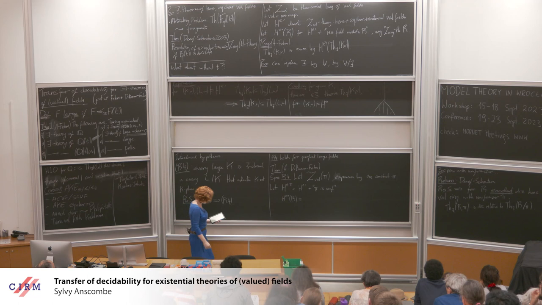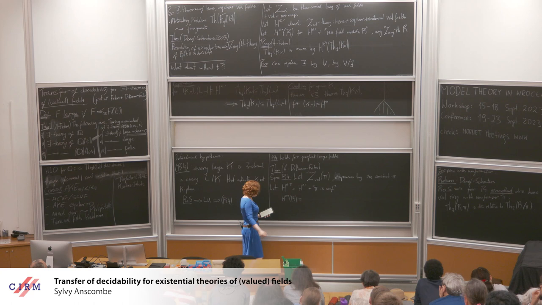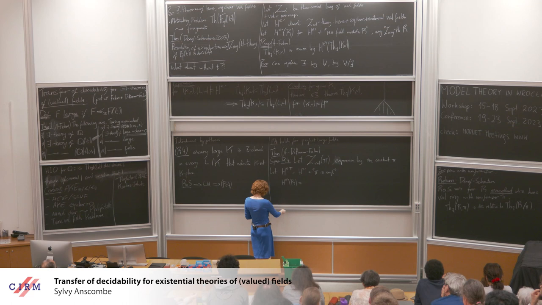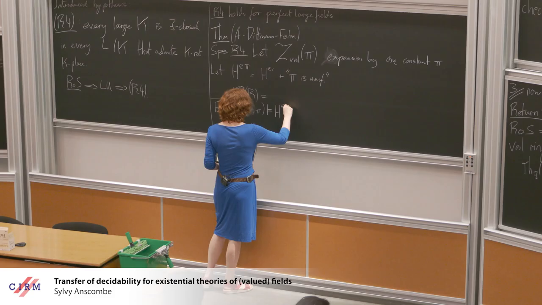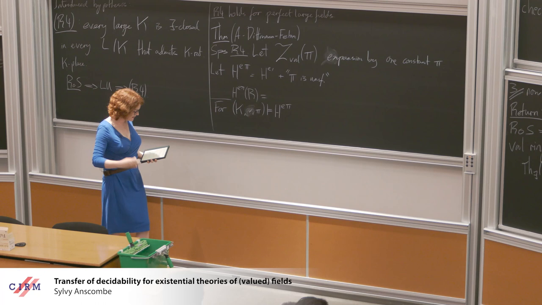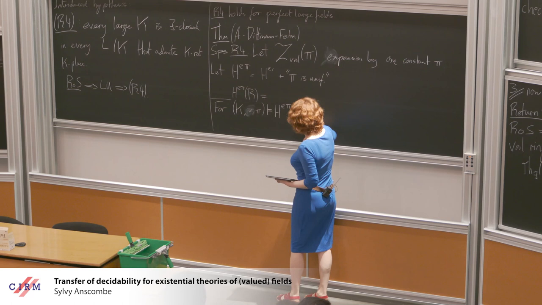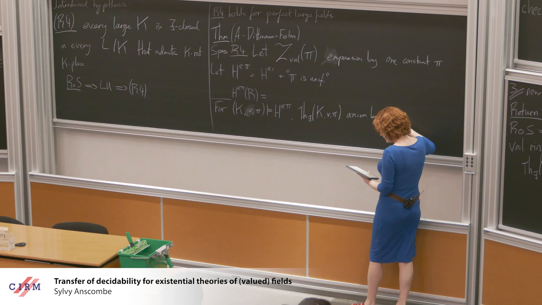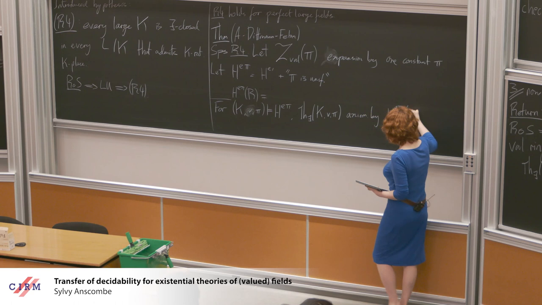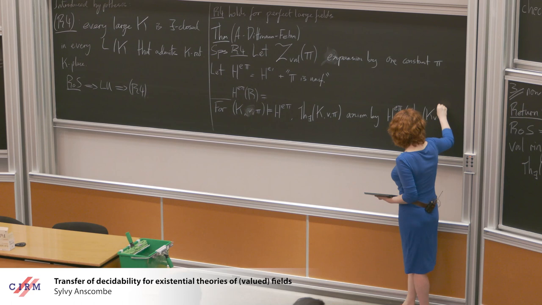I see I wrote the word theorem too soon, didn't I? All right, well, what's the statement? The statement is, we take some Henselian equicharacteristic valued field with a uniformizer. Its existential theory is axiomatized by the existential theory of the residue field plus the obvious axioms, the HE pi part.